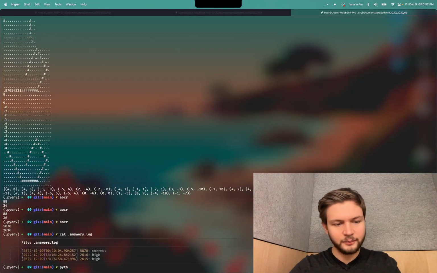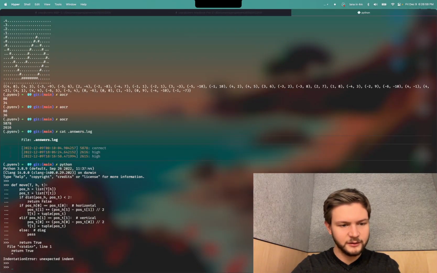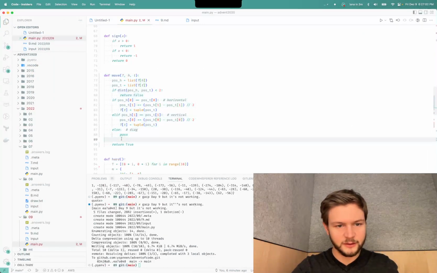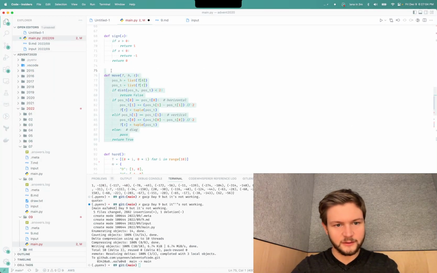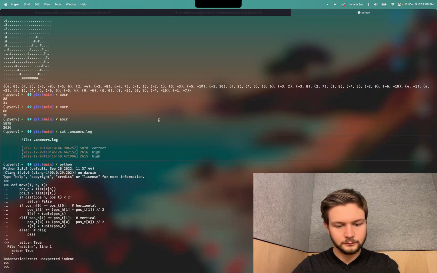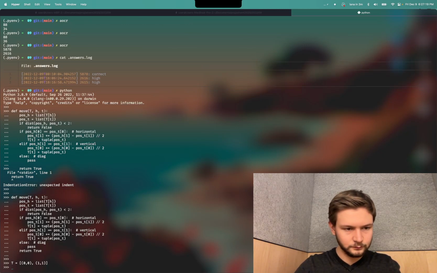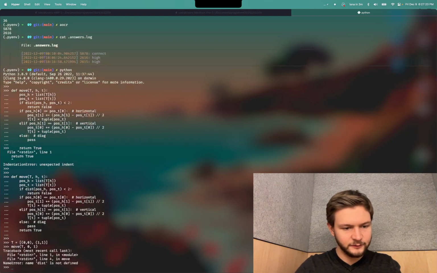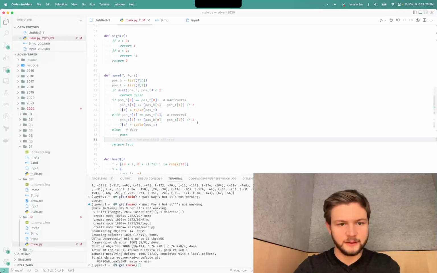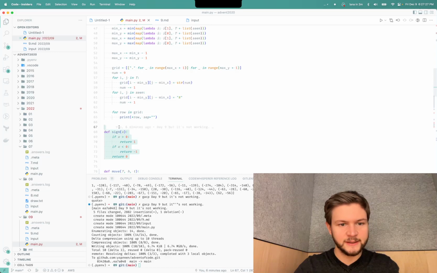Okay, we're getting there. Python. This is the method. Cool. We indented it too much. Sometimes I don't like Python. And then we have t equal to two tuples. Let's call them 0, 0 and 1, 1. And do move of t, 0, and 1. Dist is not defined. You are correct, sir.